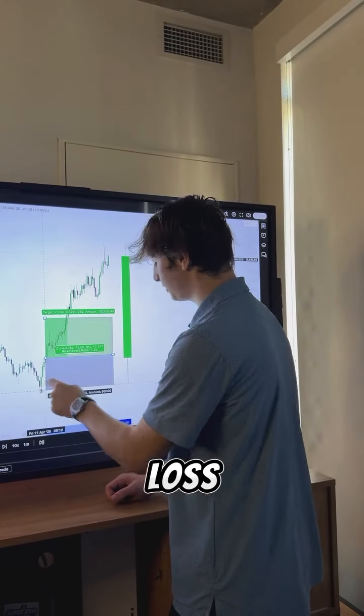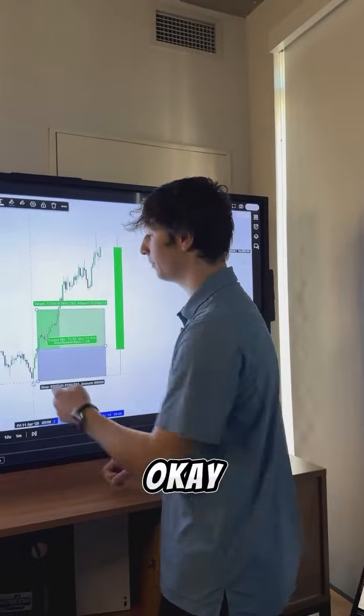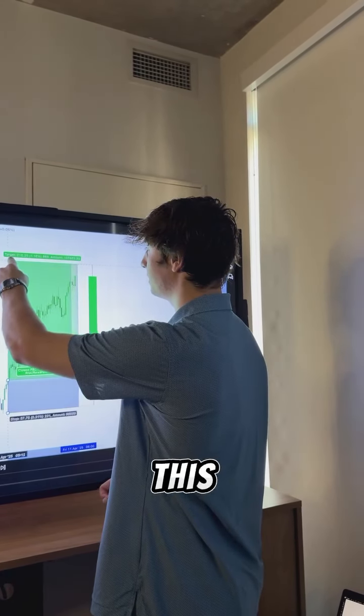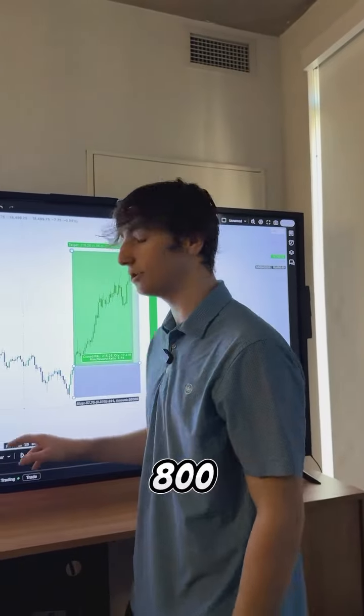For a safe stop loss, we're going to have it at that bottom wick of the 4 hour, okay? And we're going to ride this one up here. It actually runs a lot higher than this, but could have easily caught about 800 ticks with this trade.